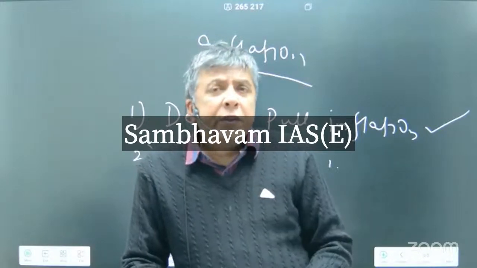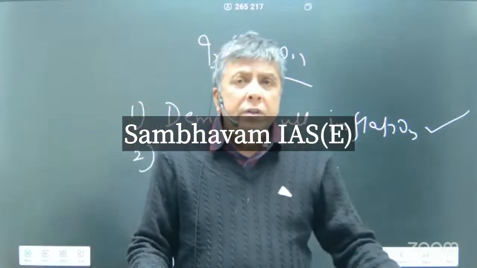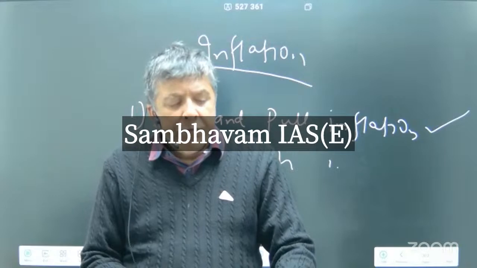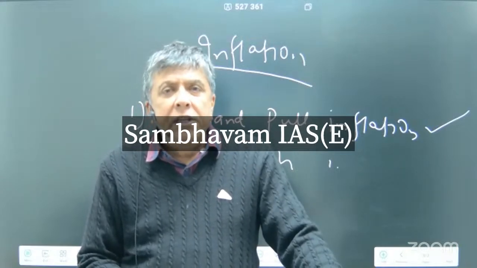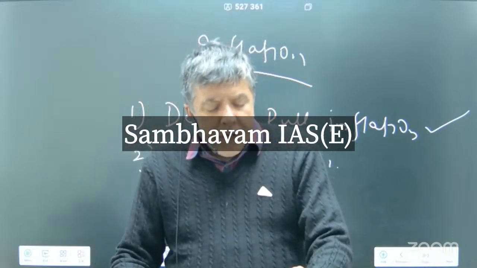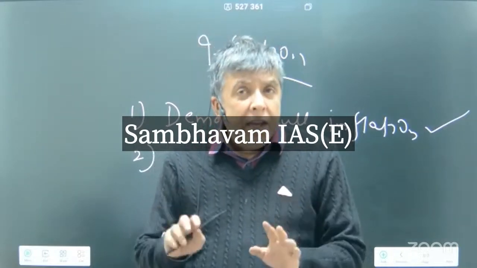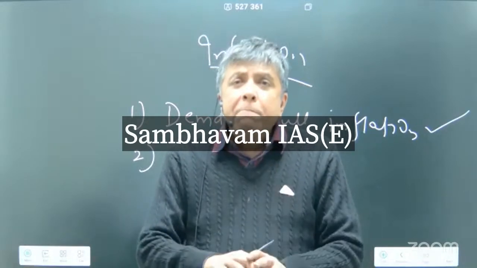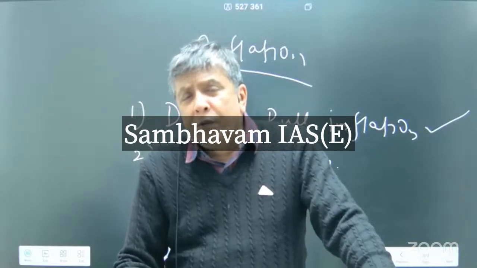Now come to the second one. Cost push. My question from you: if there is a mismatch between demand and supply, certainly it will lead to inflation. But is it possible that there is no mismatch between demand and supply, still prices are increasing? Is it possible? Yes or no?